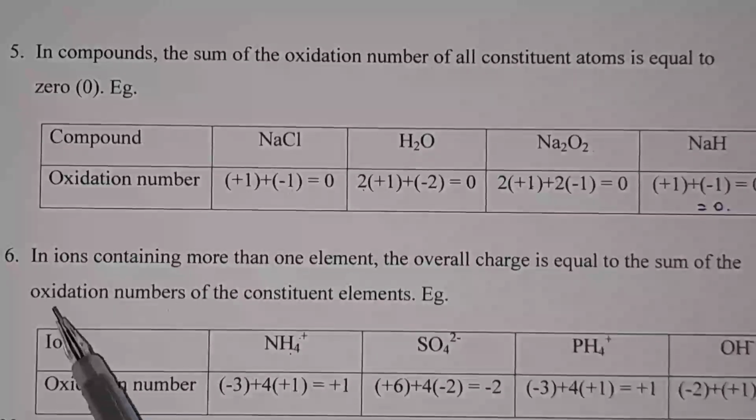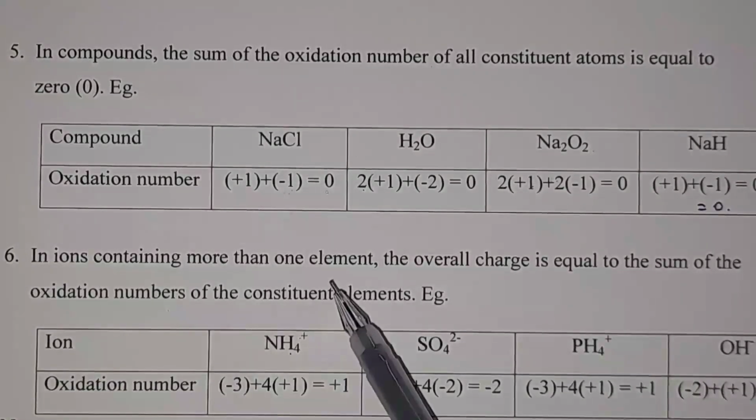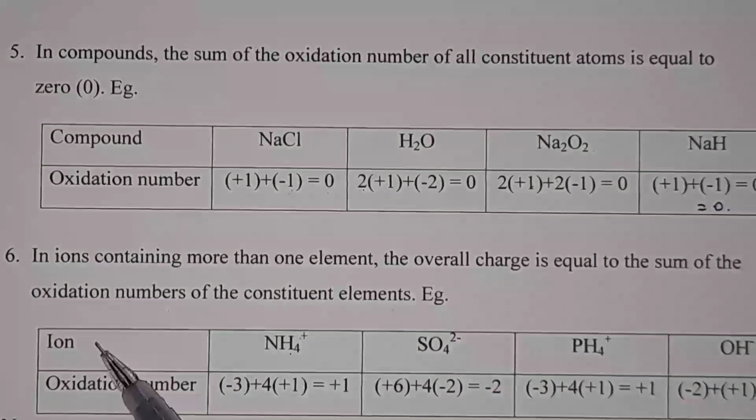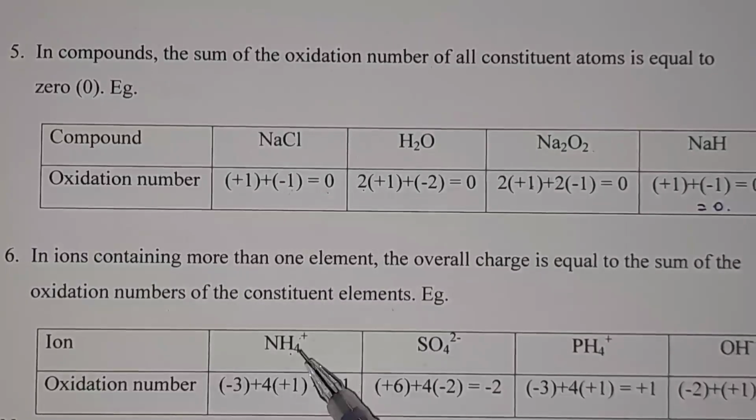In rule number 6, we are saying that in ions containing more than one element, the overall charge is equal to the sum of the oxidation numbers of the constituent elements. For example, we have the ion here and the oxidation number. We have the ammonium ion, which has positive 1 as the charge. So the oxidation number will be equal to, what is the oxidation number of nitrogen in compounds? It's negative 3. How do you know it? You will know it by knowing the electronic configuration of nitrogen or the atomic number. Then you get the electronic configuration, then you get the valency.